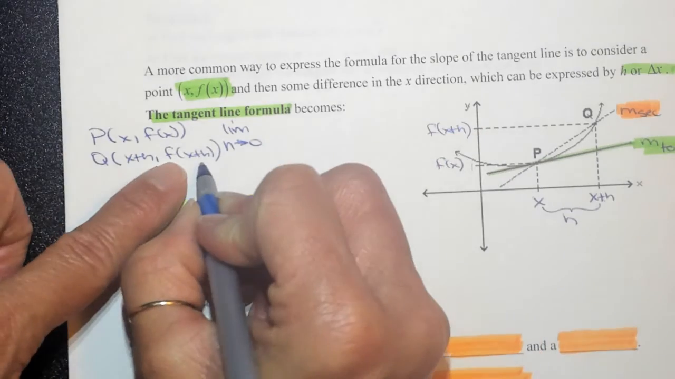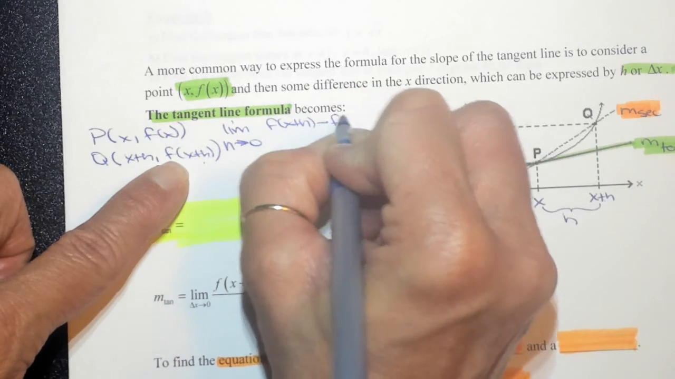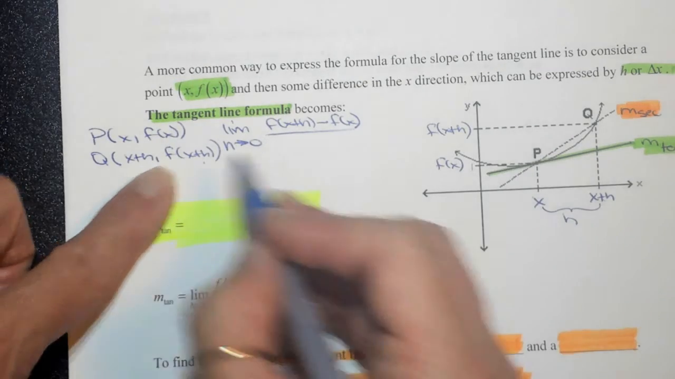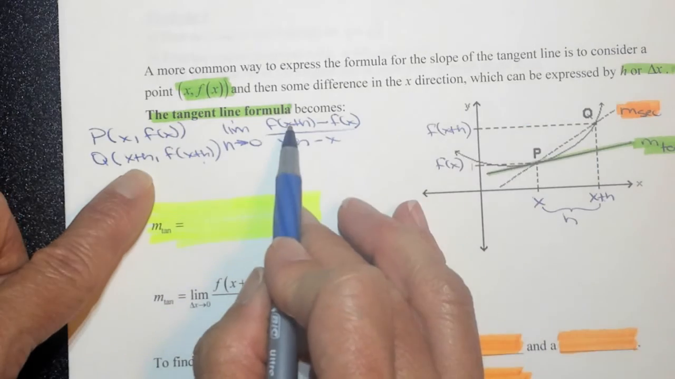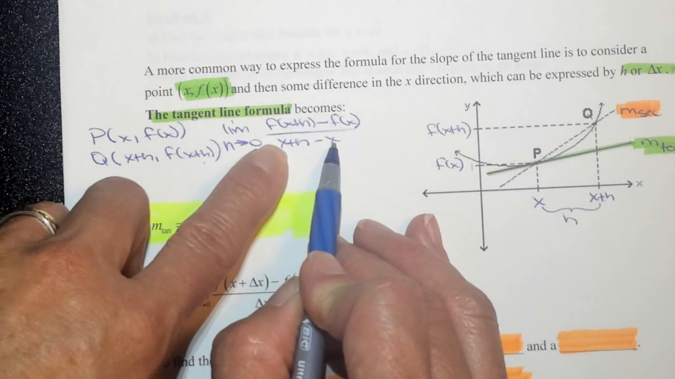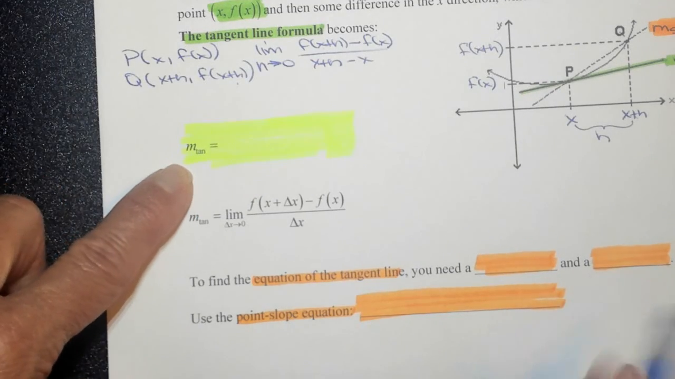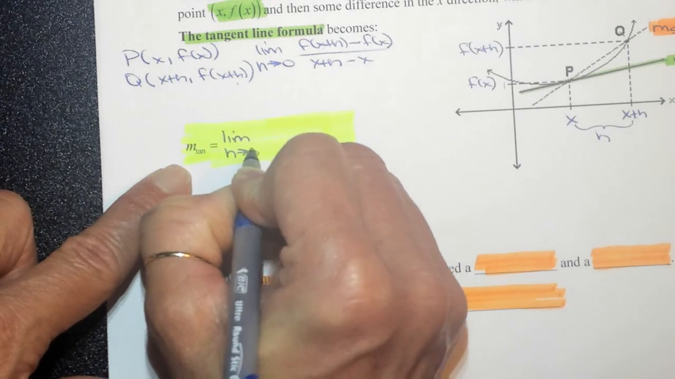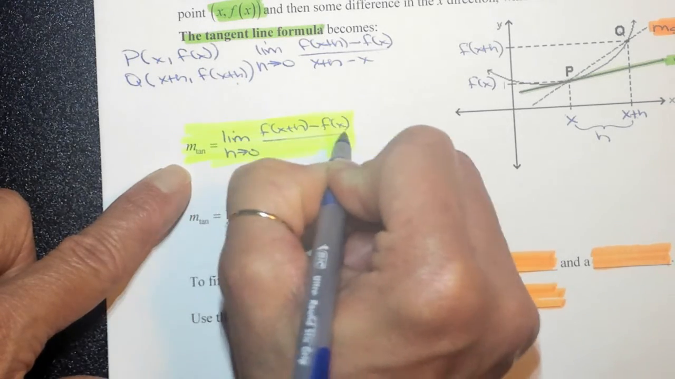Okay, and this is going to be f of x plus h minus f of x over x plus h minus x, meaning this is y sub 2 minus y sub 1 over x sub 2 minus x sub 1. So you notice here my x's go away, and this gives me my formula for the slope of the tangent line, which is the definition of the derivative. The limit as h approaches 0 of f of x plus h minus f of x all over h.